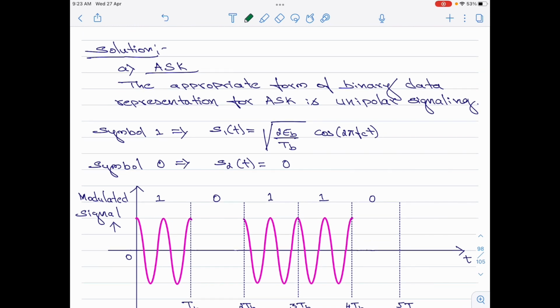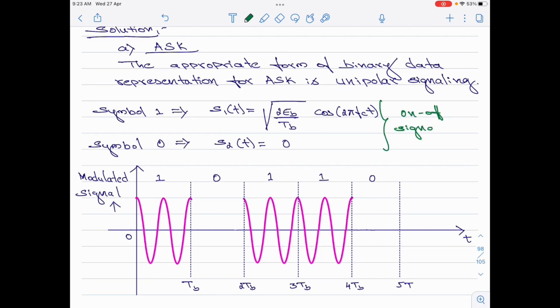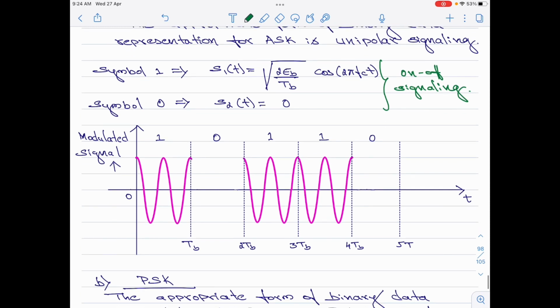Please note, this is also called as on-off signaling scheme. For unipolar representation, we have given symbol 1 and symbol 0 representing S1 of t and S2 of t respectively. Let us now start plotting the waveforms. I am going to start with the x-axis here, which is the time axis, and y-axis represents the amplitude of the modulated signal. Please note, the waveform we are plotting is the modulated signal.